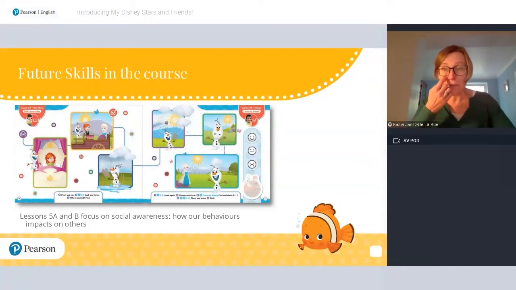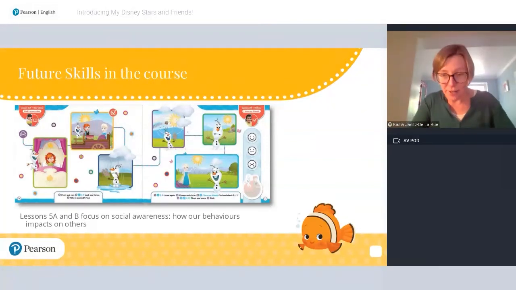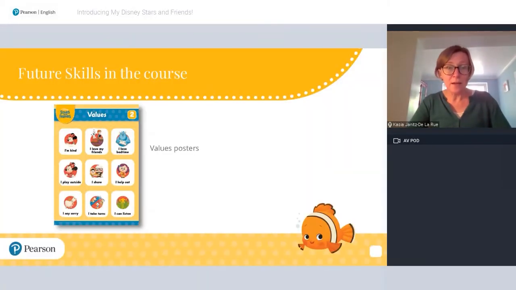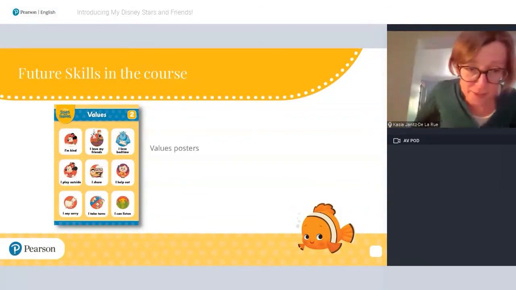And just like on the page with the feelings, we have a sticker which you can see here in the bottom right-hand corner of the page, which is the sticker related to the value. And again, we have a values poster which brings together all the values from the level. And this again can be a very useful tool for classroom management.